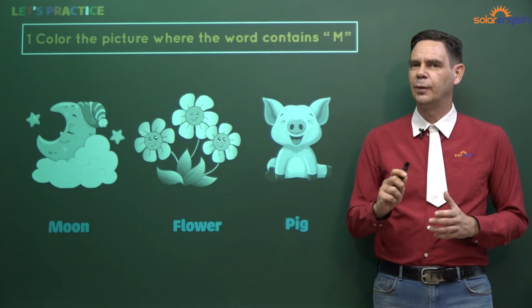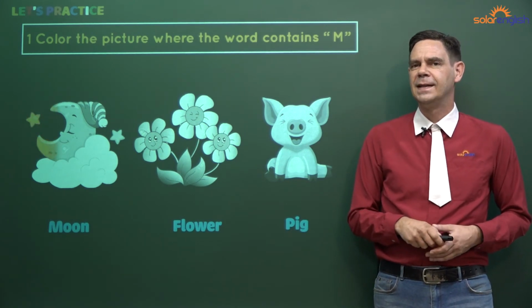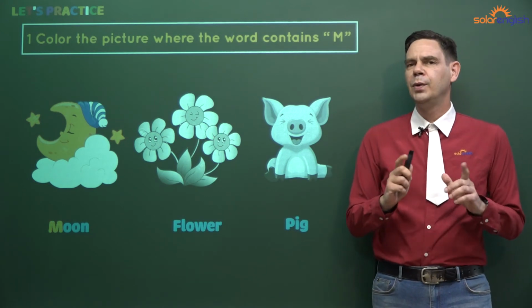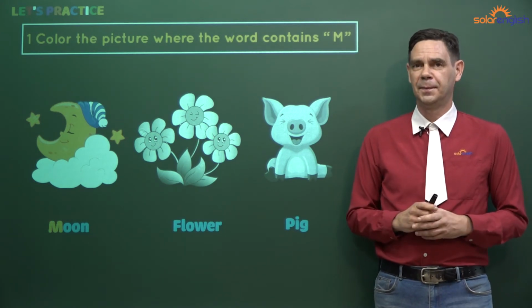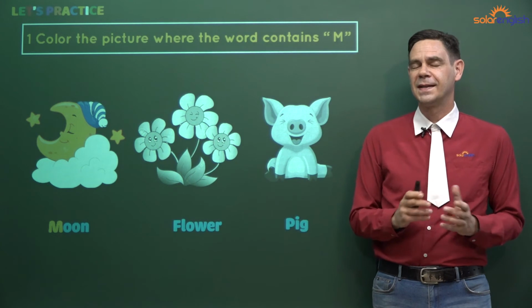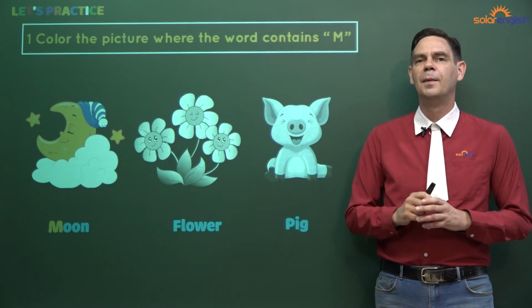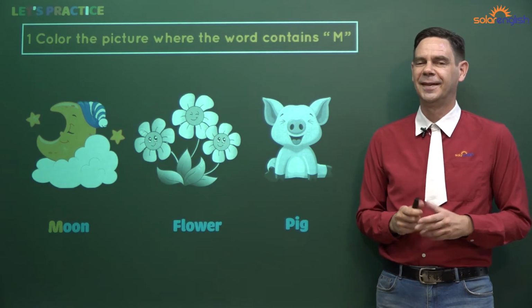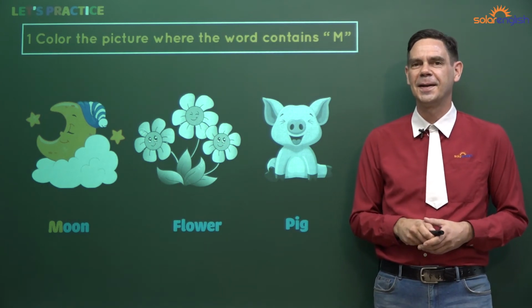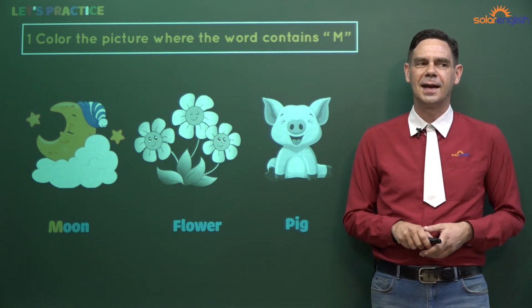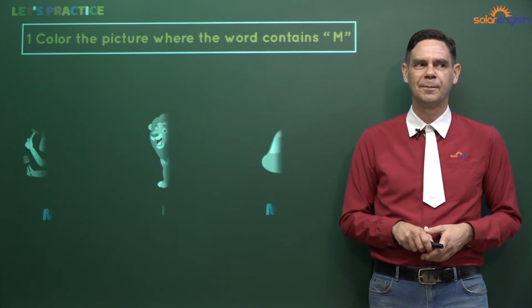Okay, maybe you can color in a bit later. Let's see. Only the moon starts with M. The other words don't have M. So you need to color moon. Excellent. Very good, everyone.